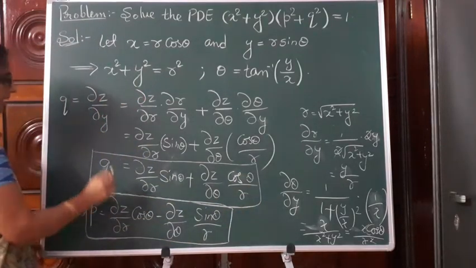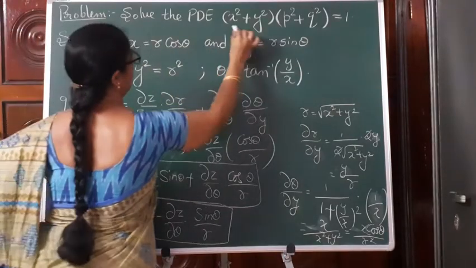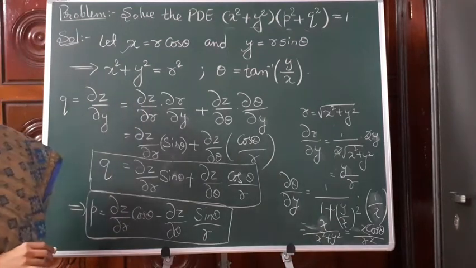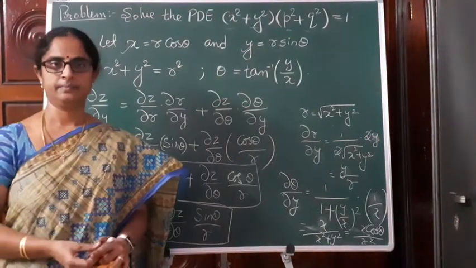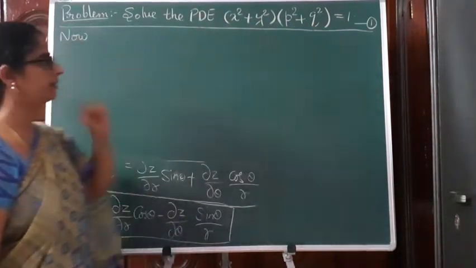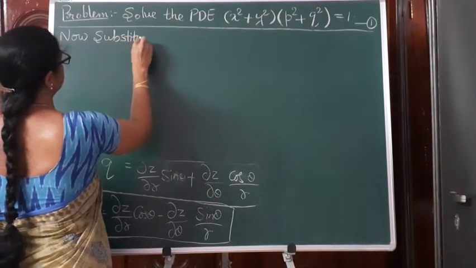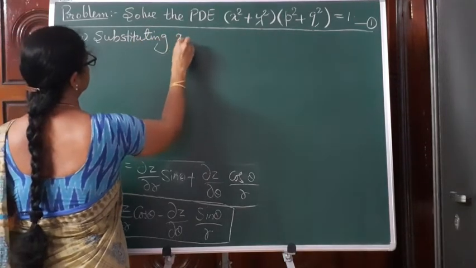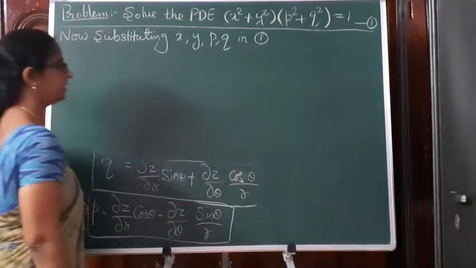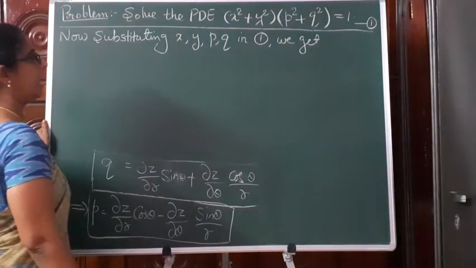So we obtain P and Q, X and Y. Now we are going to substitute the X, Y, P, Q values from these 4 equations in the given partial differential equation. Let us see what happens then. Substituting the values of X, Y, P and Q in the given partial differential equation, that is 1, we get, what is x? x is equal to r cos theta.